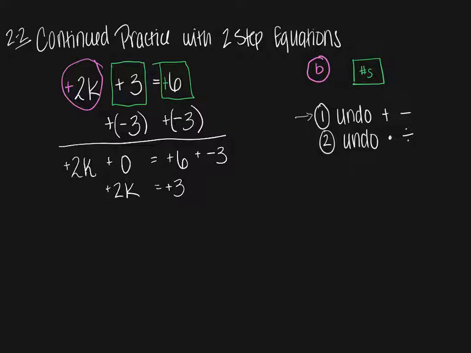What do I need to do over here to my 2k? I've got to undo this multiplication. 2k is the same as 2 times k, so I'm going to divide by 2. What I do to one side, I've got to do to the other, so my k ends up being 3/2, or 1.5, simplified.